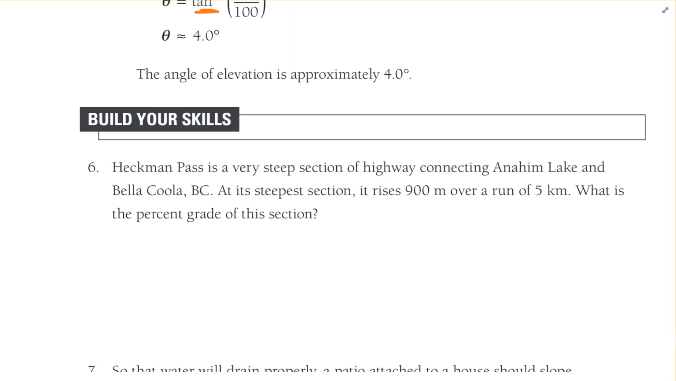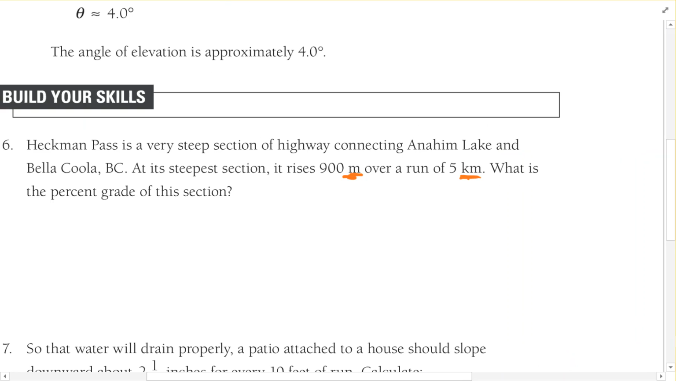So now number 6 here, though, let's just be careful because it says Heckman Pass is a very steep section of highway connecting Anahim Lake and Bella Coola, BC. At the steepest section, it rises 900 meters over a run of 5 kilometers. What is the percent grade of this section? So what we need to make sure, though, is that these are in the same units. It's not going to make sense if we've got one in meters and the other in kilometers. So what I would probably do is change this kilometers into meters. Do you know how many meters are in 1 kilometer? It's 1,000. So there's 1,000 meters in 1 kilometer. So this, I can even just cross it out right now and just say, well, this is 5,000 meters.